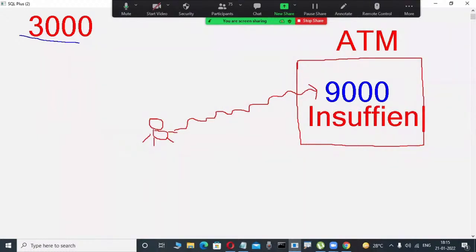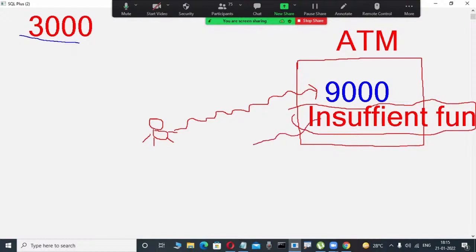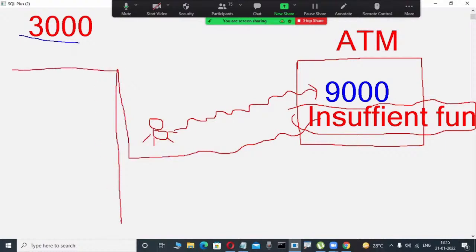Why? Because here your balance is low, 3,000, but you are trying to retrieve more than 3,000, that is 9,000, 8,000, 7,000 like that. How is it possible? In that case only the insufficient funds message will be displayed. But how is this message possible, how does the ATM center know? Actually, same like you, some software engineers are writing code, that is important.